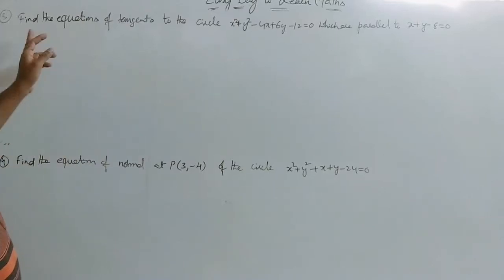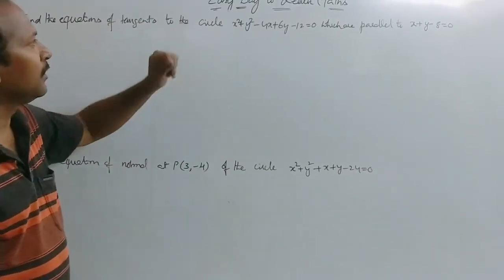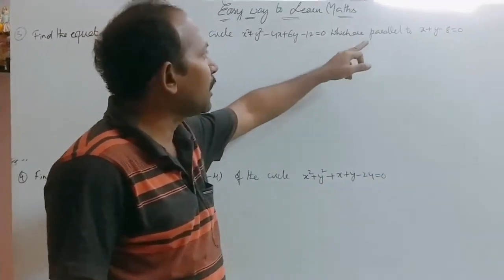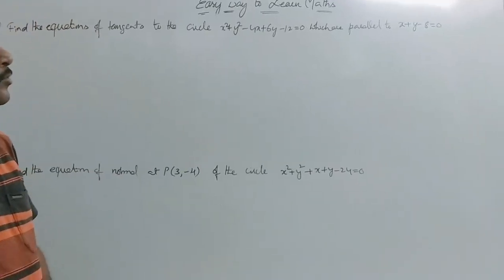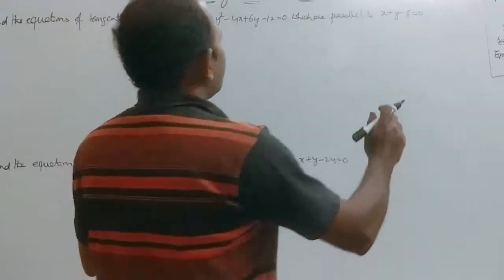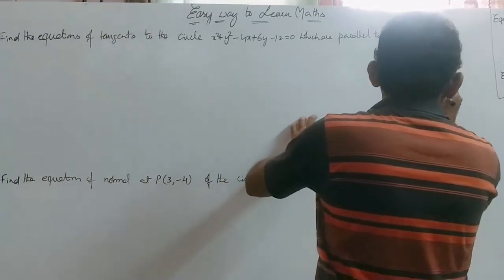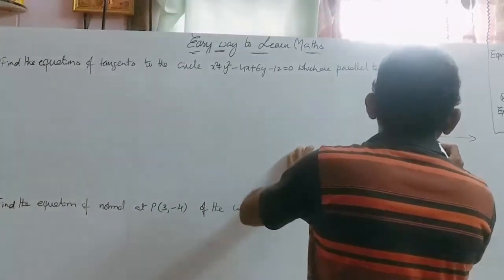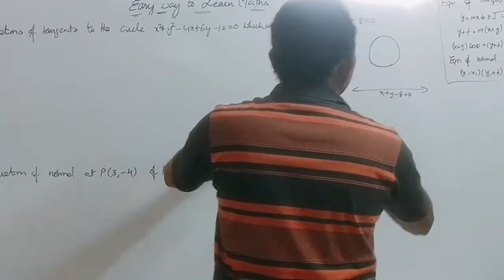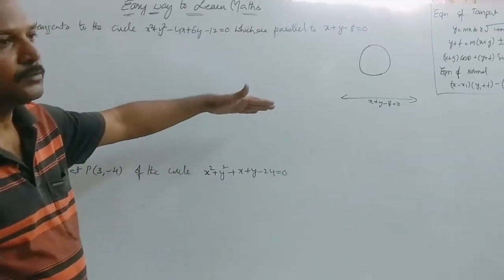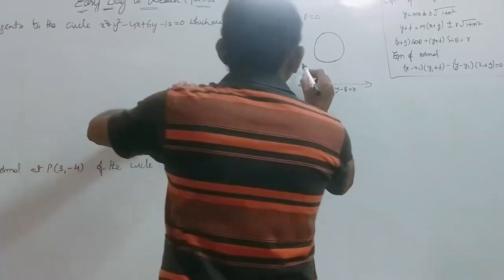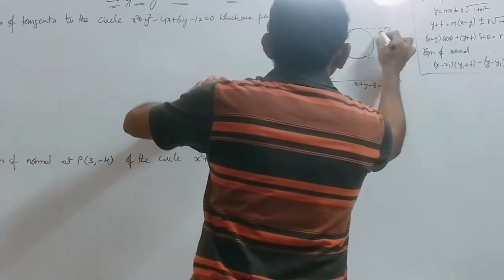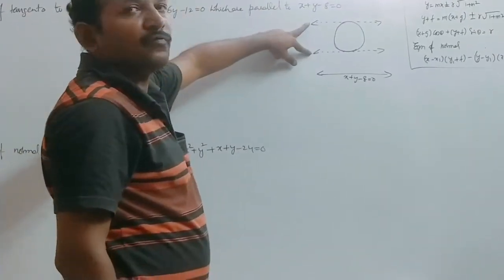Now find the equations of tangents to the circle x square plus y square minus 4x plus 6y minus 12 equal to 0, which are parallel to x plus y minus 8 equal to 0. Here we have to find the tangents to the circle. One line is given, x plus y minus 8 is equal to 0, and we have to find the tangents parallel to this line. That means they are nothing but this one and another one, this one. These two tangents we have to find.